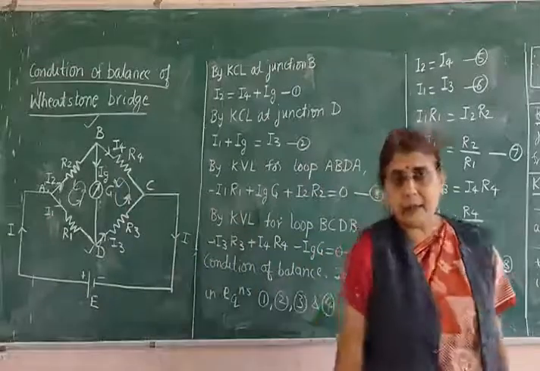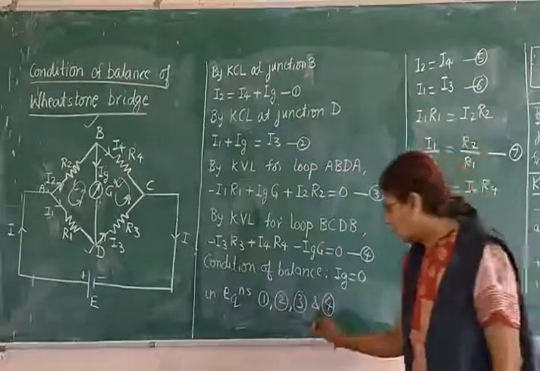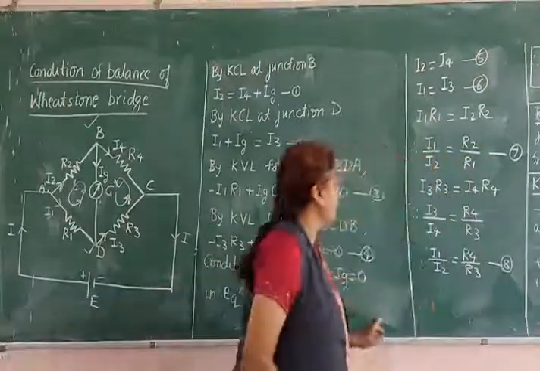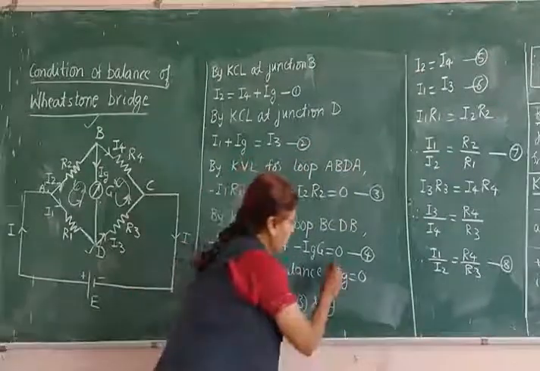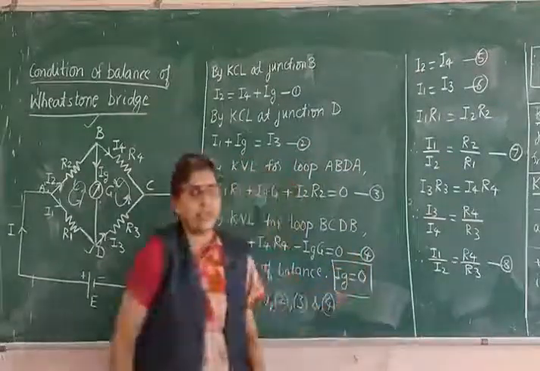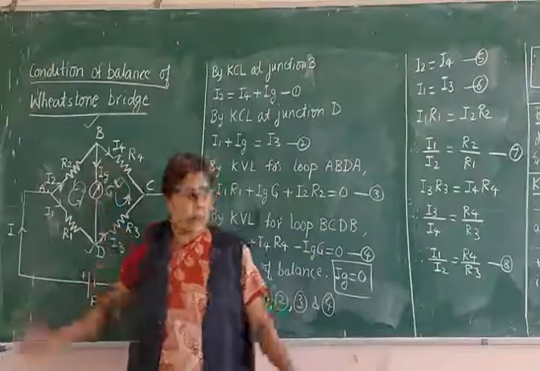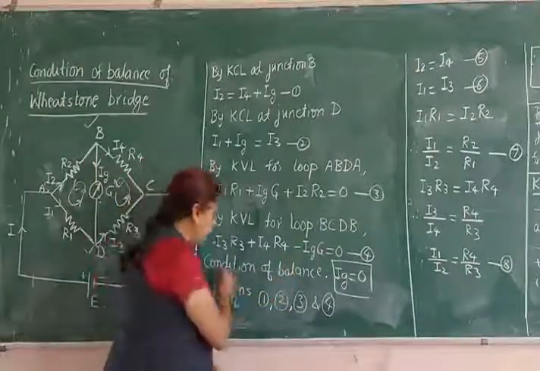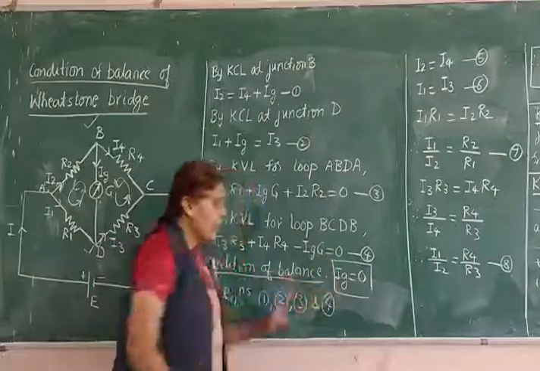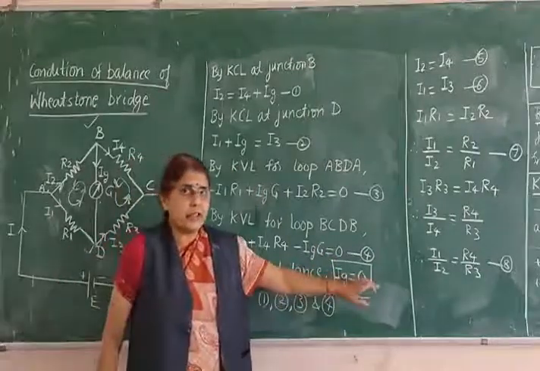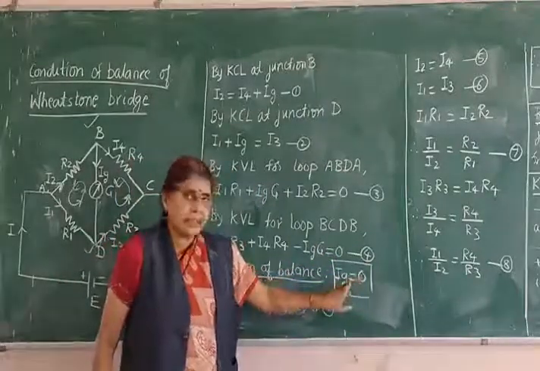When no current passes through the galvanometer, that is Ig is equal to 0, then the network is said to be balanced. So if you see the valuation, for writing Ig equals to 0 you get 1 mark, because this is the basic point here.